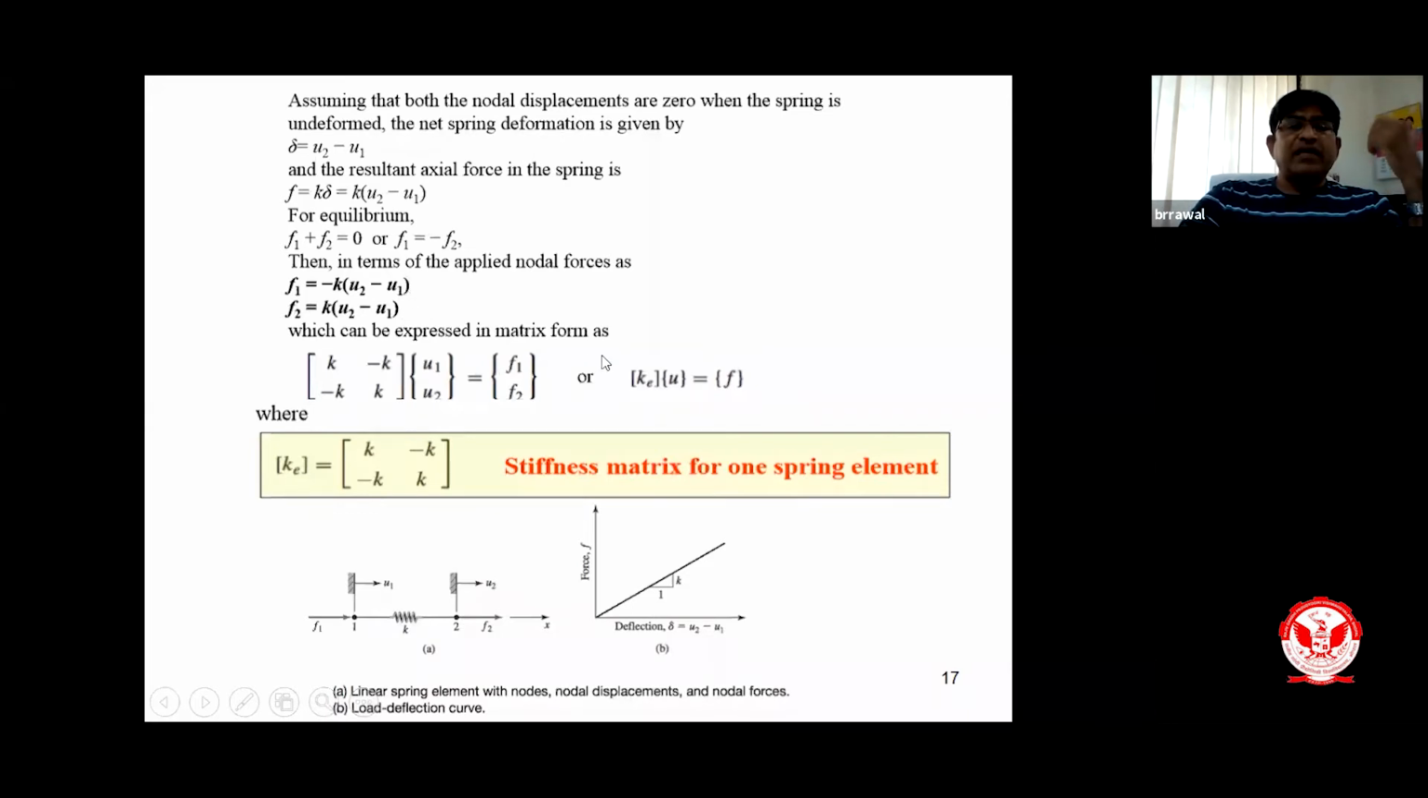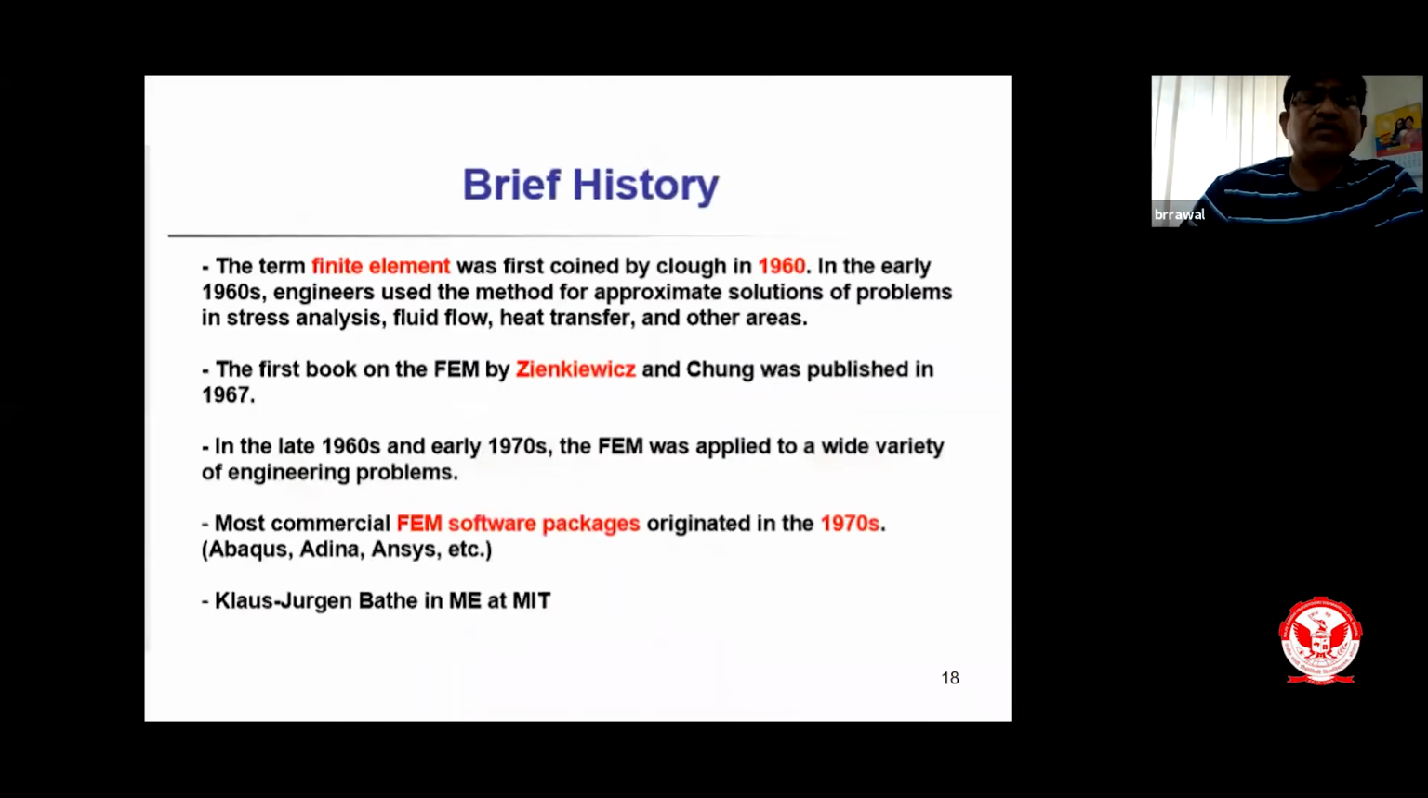So we can write them in matrix form. This is K, minus K, and this is U, the deformation at node 1, and the deformation at node 2. These are the nodal forces F1 and F2. This becomes the elemental stiffness matrix, in the form K, U, and F. This is for only one element. When it consists of more elements, you can assemble them and form a global matrix, and by applying boundary conditions, you can solve this.